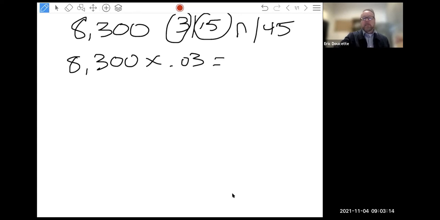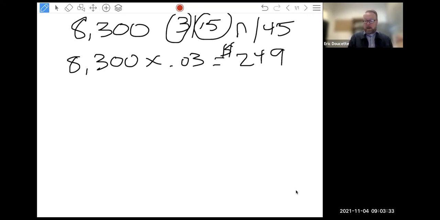And so I'm going to go ahead and multiply my 8,300 times the cash discount, 0.03. And that's going to equal a $249 discount. So I got a $249 discount by paying it within the 15 days of the terms.